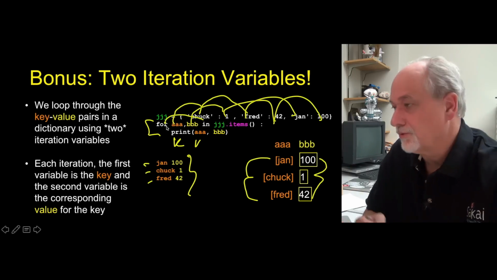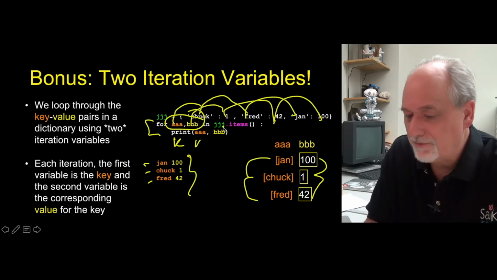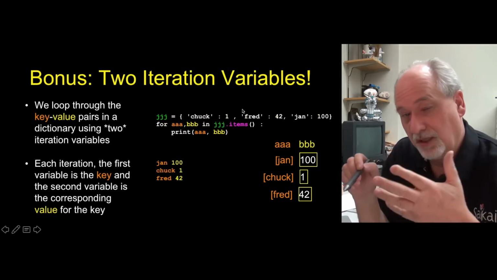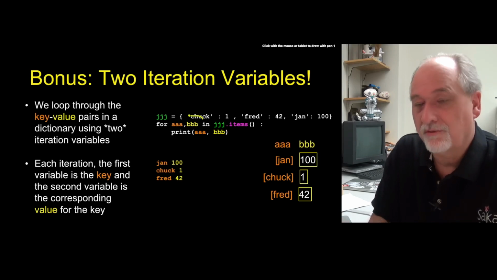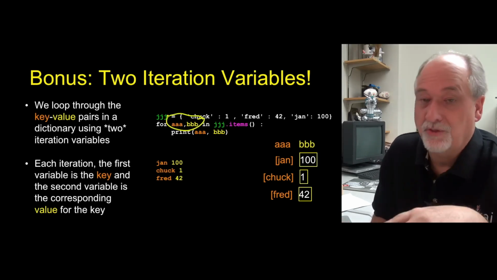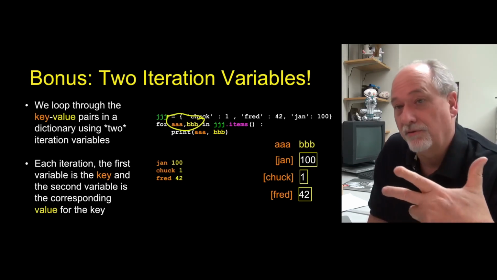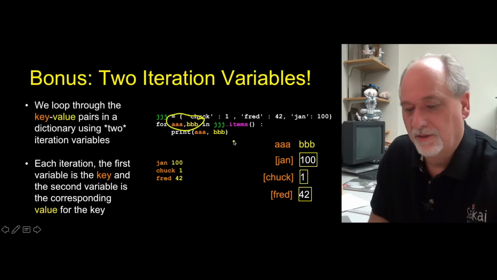The syntax is a little disquieting when you first see it, but it's a super elegant thing, and you just have to say items. If you don't say items, you just get the keys. If you say items, you get the key value pairs, and you have to have 2 iteration variables. If you don't have 2 iteration variables and use items, it'll complain and say, what are you doing? I'm giving you 2 things, and you don't have 2 variables to receive them. So 2 iteration variables and items are basically related.